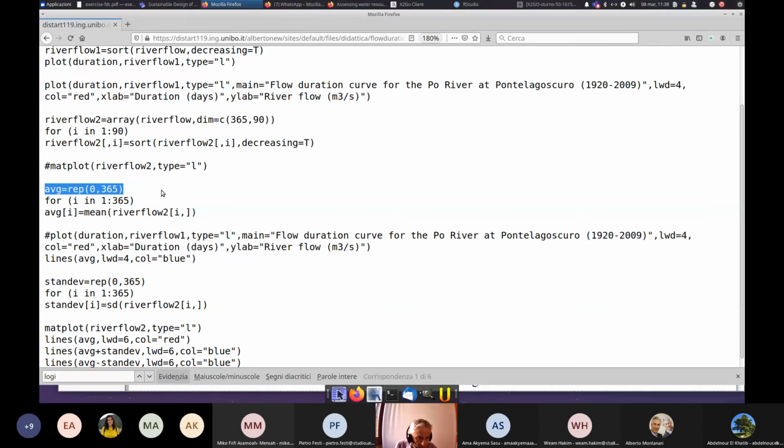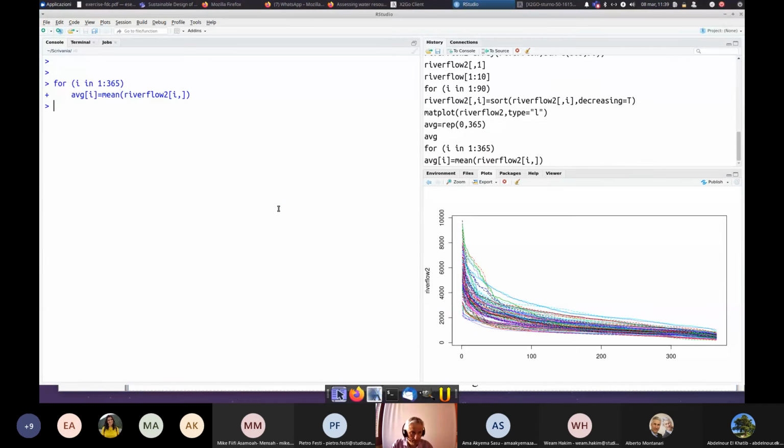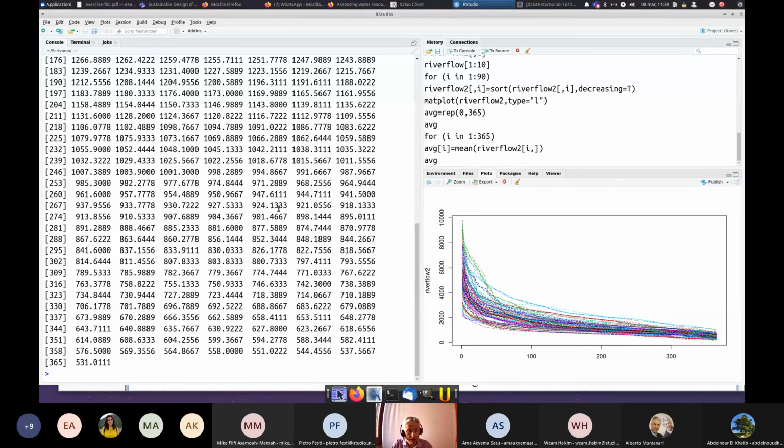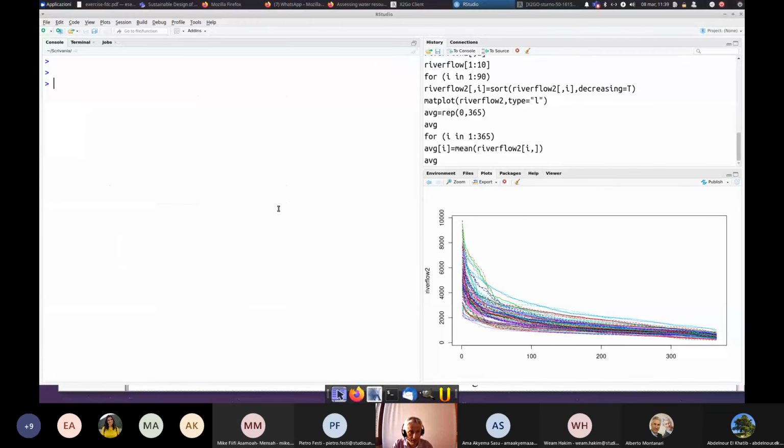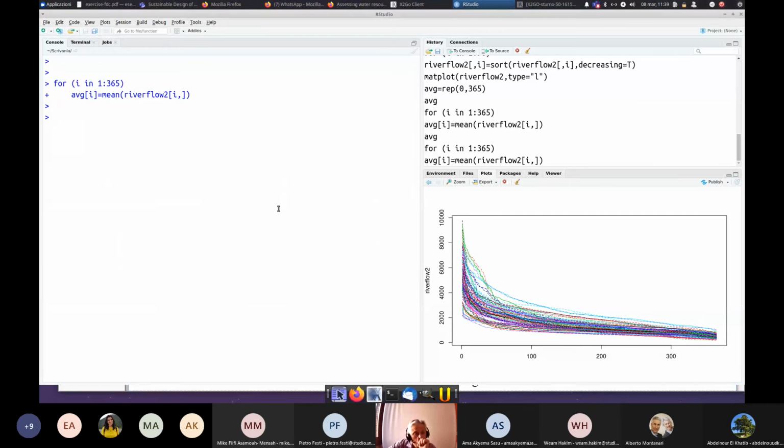Now let's move forward. I need to compute the average for each duration. Again, I use a for cycle. And let me now copy two rows in order to save time. Copy. Very good. Now, if I take AVG again, I have the averages. But let me again show what I copied. Now I am ready to plot the average, because this is what my exercise requested: to plot the average flow duration curve and to compare the flow duration curves that I got with the two approaches. Good.